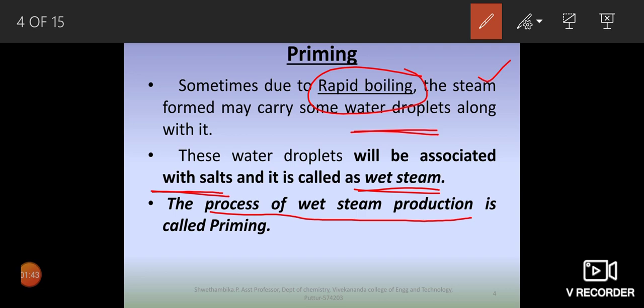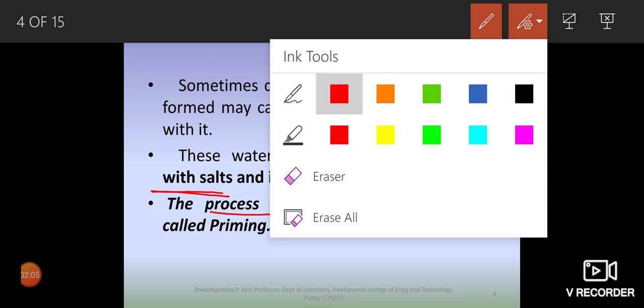What is to be remembered in this particular slide is, most of the time due to uneven boiling or rapid boiling of water, the steam produced would be carrying some water droplets along with some salts. This particular steam is called wet steam, and production of wet steam is called the priming process.